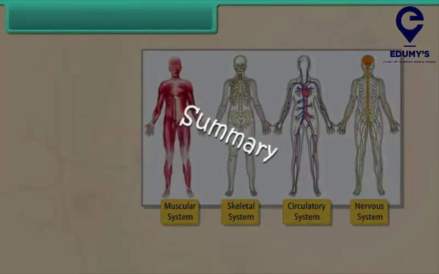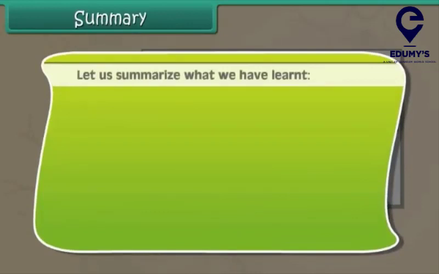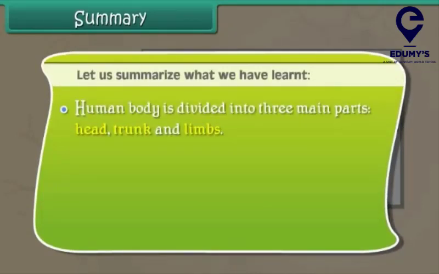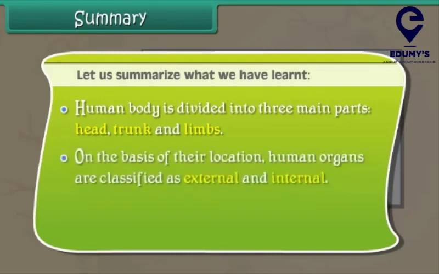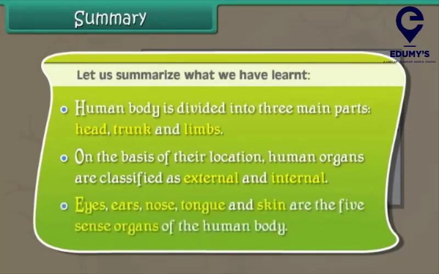Summary. Let us summarize what we have learned. Human body is divided into three main parts: head, trunk, and limbs. On the basis of their location, human organs are classified as external and internal. Eyes, ears, nose, tongue, and skin are the 5 sense organs of the human body.